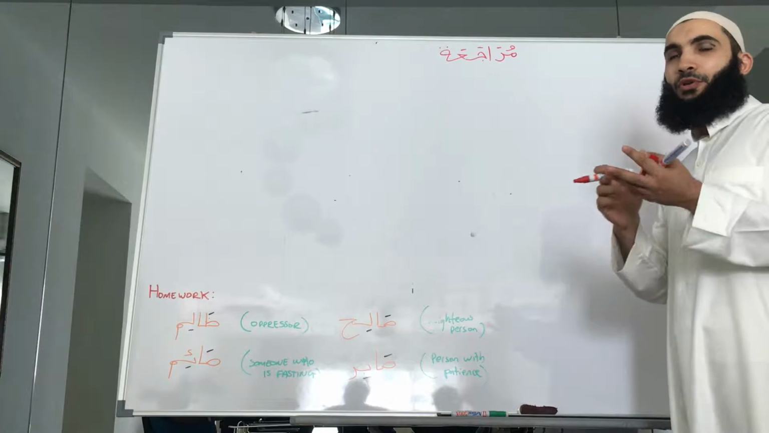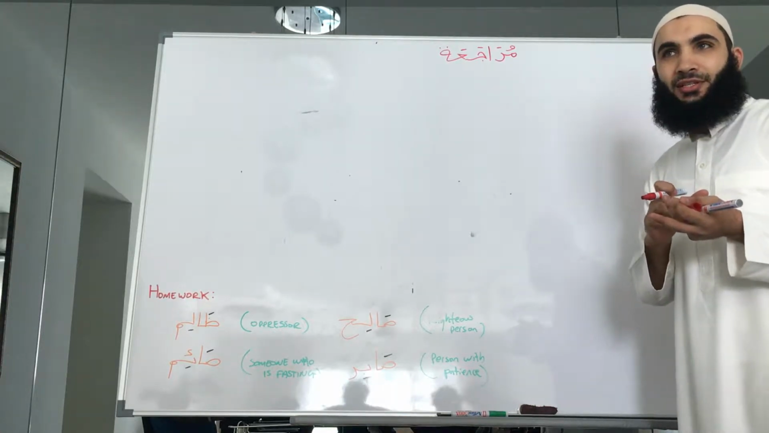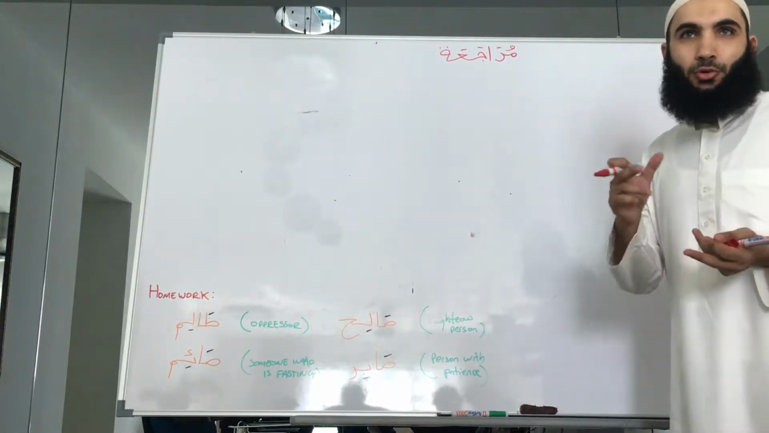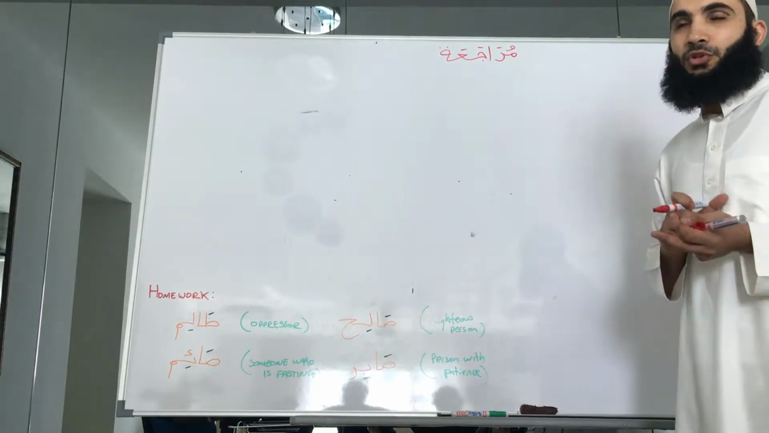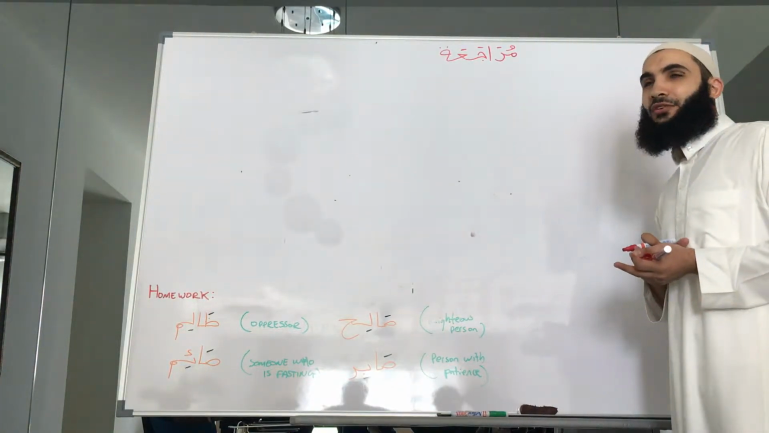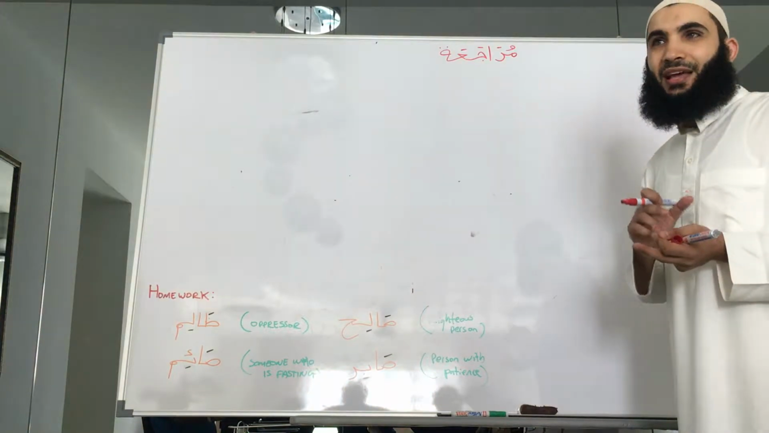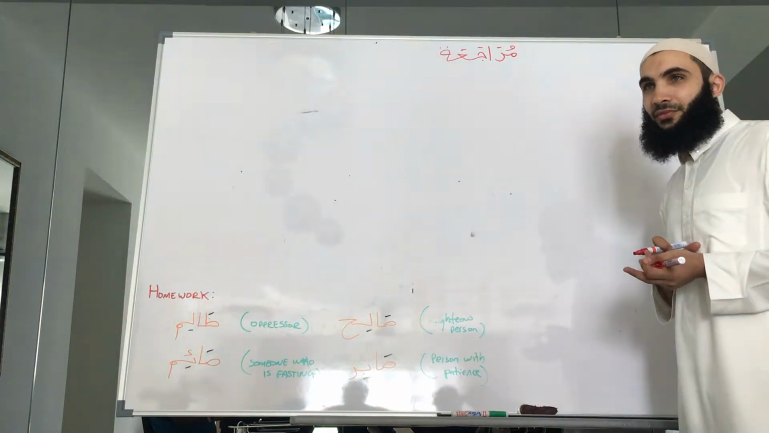So we took the ism and we spoke about the signs of the asma. Asma is the plural for ism. We spoke about its signs. We said the signs of the ism are the tanween, the alif lam, and the jar, right?